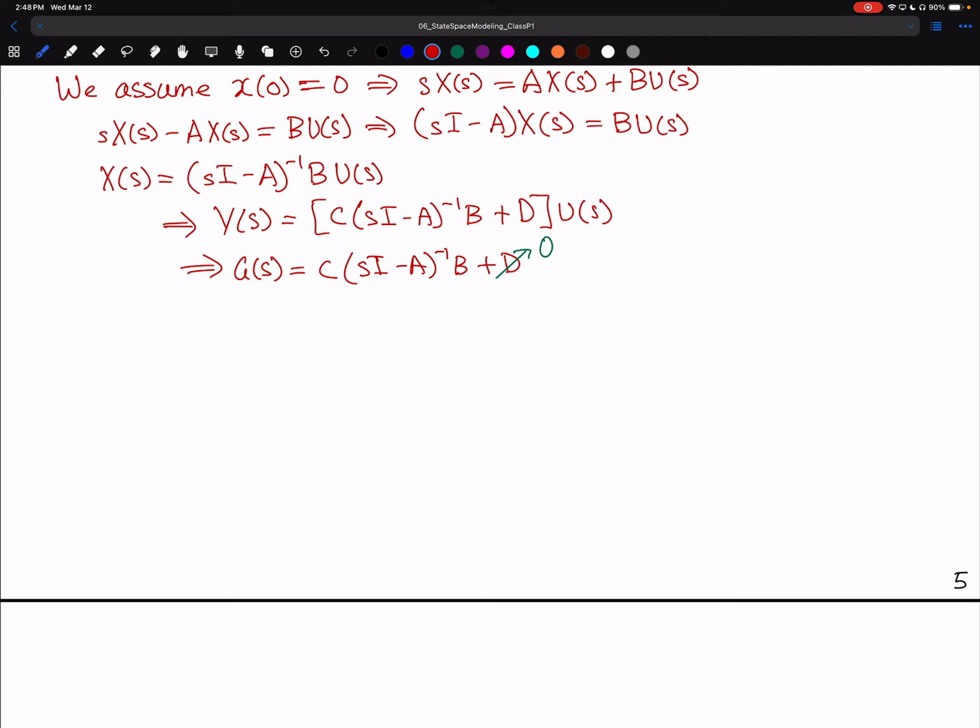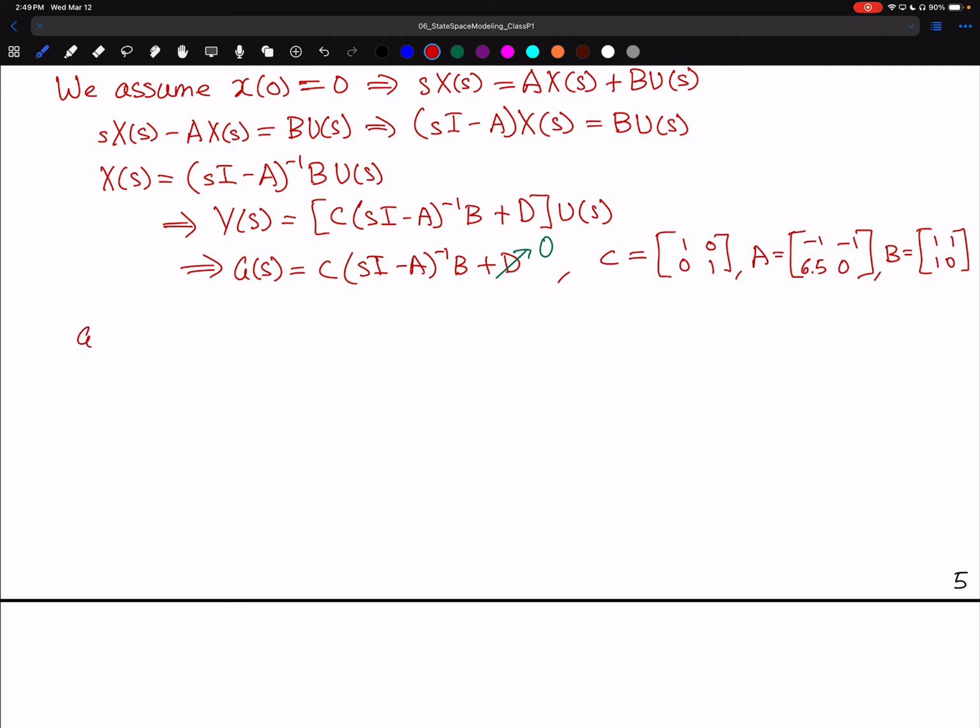For our C matrix, I'm going to rewrite those here so we have them. C is the identity matrix, 1, 0, 0, 1. Our A matrix is -1, -1, 6.5, 0. And then the B matrix is 1, 1, 1, 0. We're just going to go ahead and start plugging these in here.